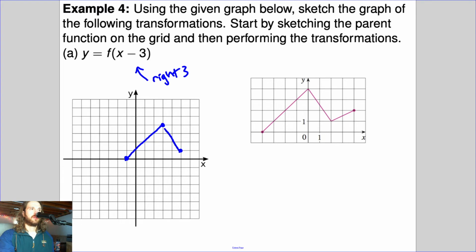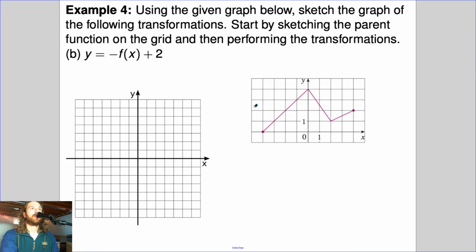There we go. And then come up this way. Perfect. So we take all those things, shift them to the right 3. That one's pretty straightforward. Let's do the next one.